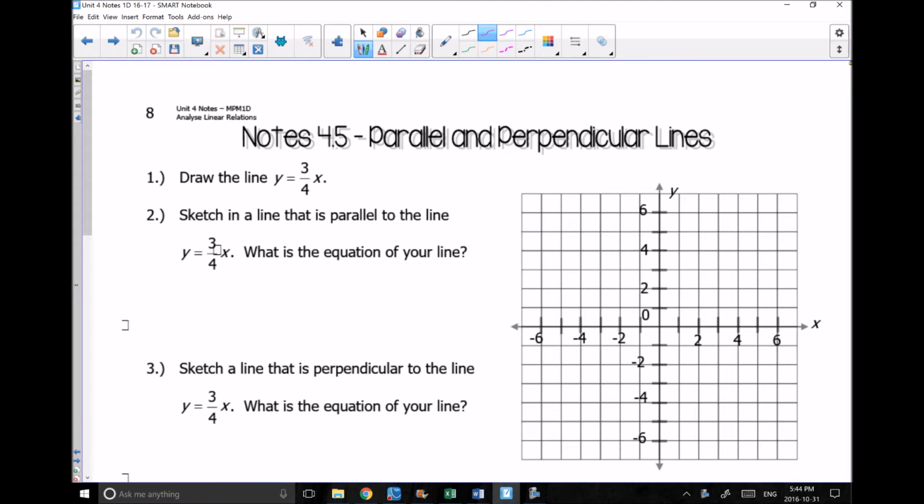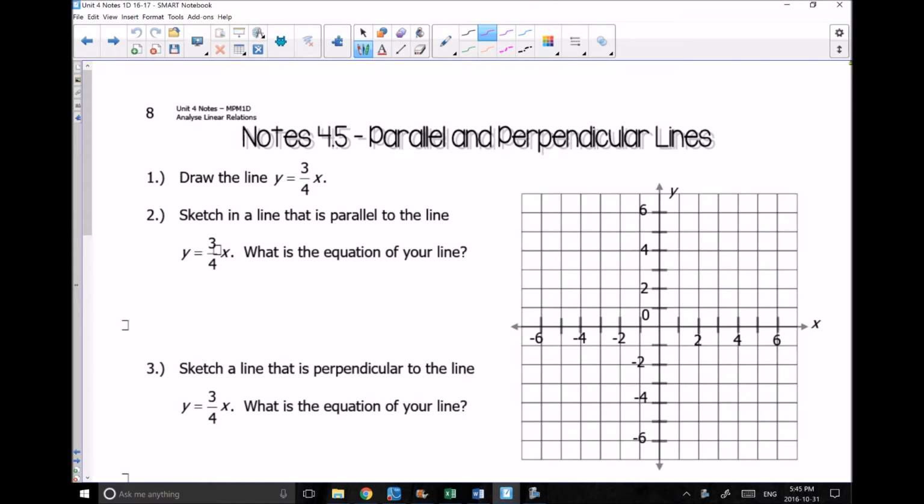Hi, ladies and gentlemen. We are looking at notes 4.5, which are on parallel and perpendicular lines. And these notes are just going to solidify the exploration that we did today in class to talk about what happens when we have parallel and perpendicular lines, okay?